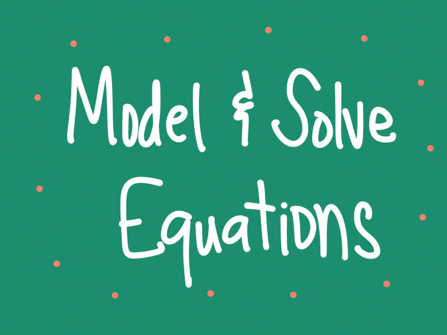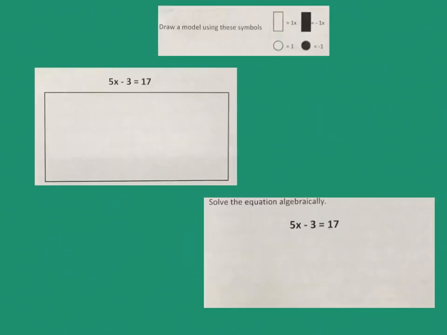This video is going to go over how to model equations as a review and then also how to solve them algebraically. Up at the top, it gives us a key of what we're going to use for modeling. We're going to use rectangles for the variables and circles for the constants. We're going to leave the positive values not shaded and the negative values shaded in.